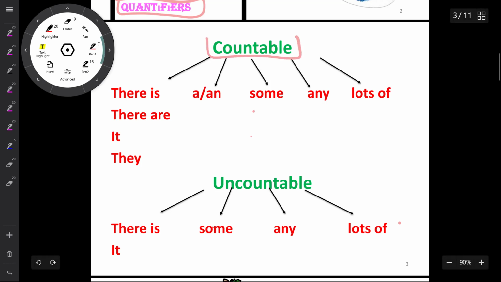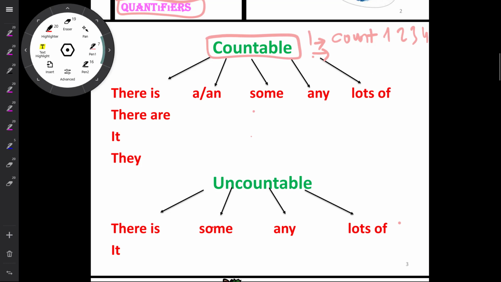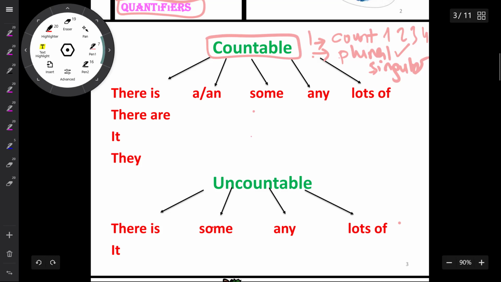When we are talking about countable nouns, it is so important to use these nouns like that. We can count these nouns 1, 2, 3, 4, and we can make them plural. It can be plural or singular. For example, an apple, apples. Apple is a countable noun with the plural form apples or the singular form an apple.